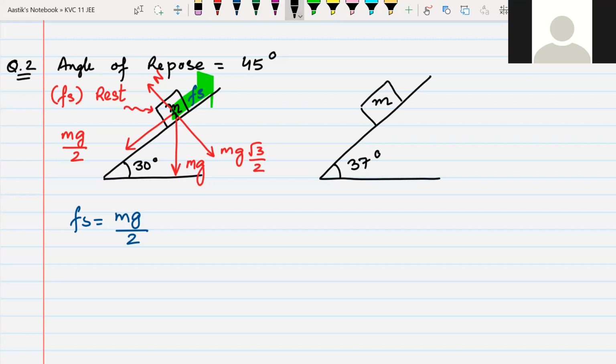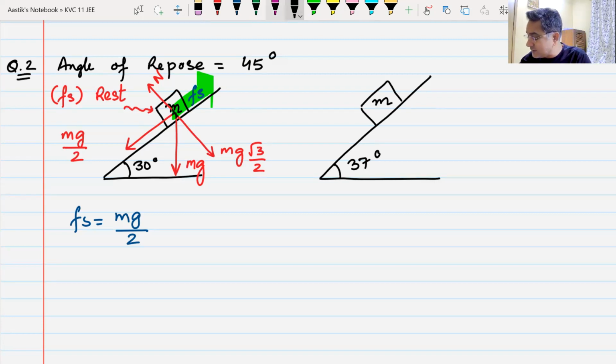Sir, the body will be at rest. Yes, the body will be at rest. So I got one part of the answer correct. The body remains at rest. What type of friction then? Static friction. Then the friction has to be Fs. What is the value of static friction? Sir, 4/5 mg, static friction.